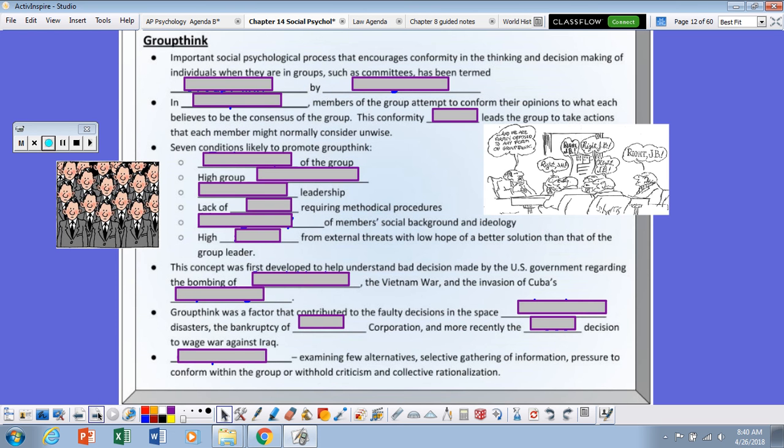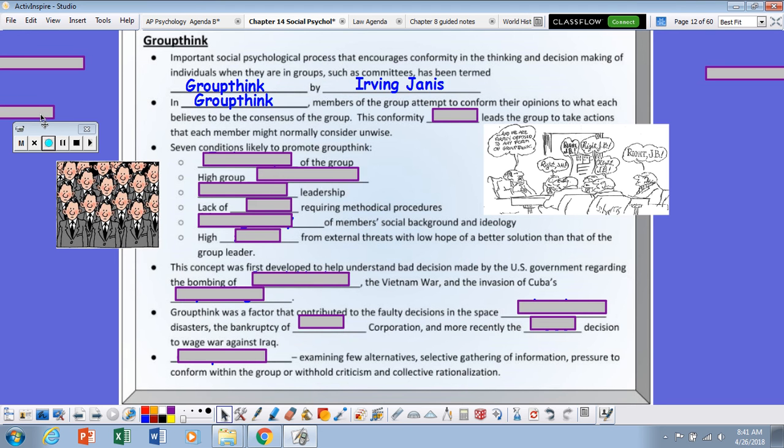Groupthink. We talked a little bit about groupthink in sociology, but it is important to social psychologists as a process that encourages conformity in thinking and decision-making of individuals when groups, such as committees, are involved. This goes back to a psychologist named Irving Janis. In groupthink, members of the group attempt to conform their opinions to what each believes to be the consensus of the group. This conformity bias leads the group to take actions that each member might normally consider unwise.